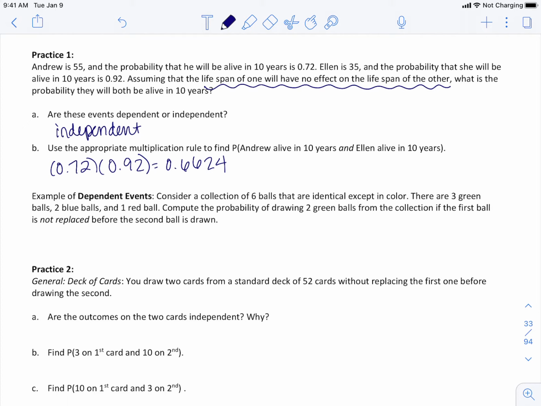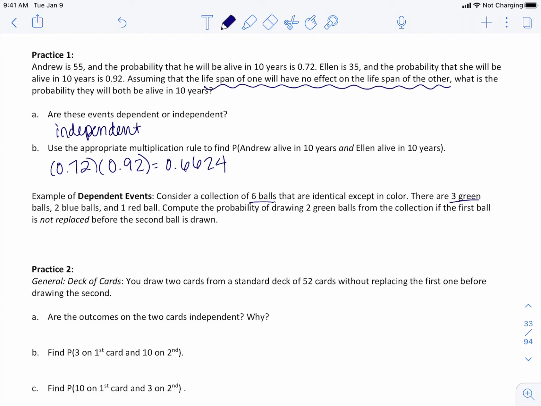An example of dependent events. Consider a collection of 6 balls that are identical except in color. There are 3 green balls, 2 blue balls, and 1 red ball. Compute the probability of drawing 2 green balls from the collection if the first ball is not replaced before the second ball is drawn. So we know that there are 6 balls in total, and there are 3 green.